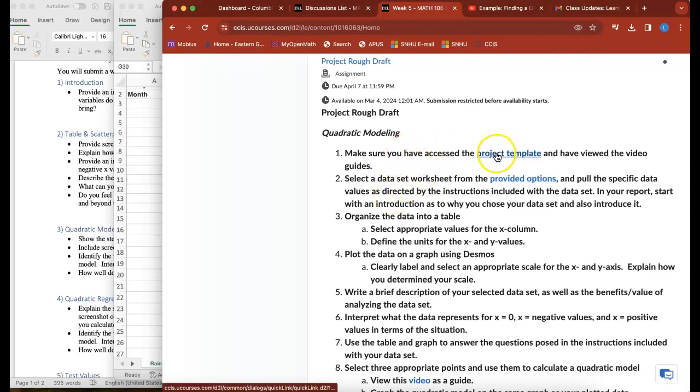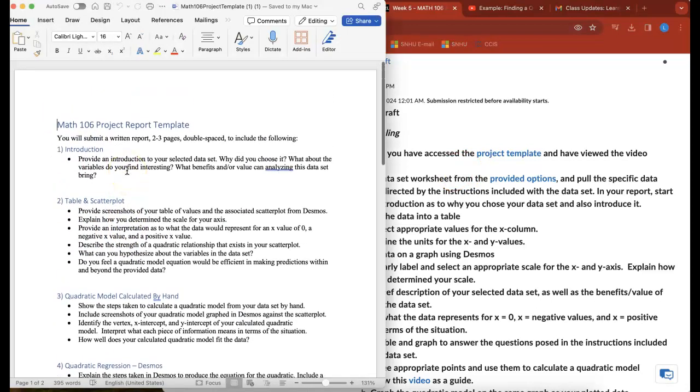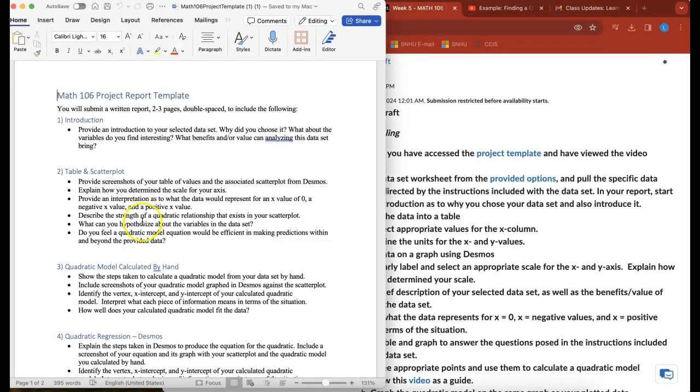You have the project template, which is this sheet right here. I have students who don't answer all the questions on this and they lose points. So make sure you're answering every single question on this page, and I'm going to go through all of them. But for the rough draft, you are going to be doing steps 1 through 3. So that's the part that you're really going to focus on.